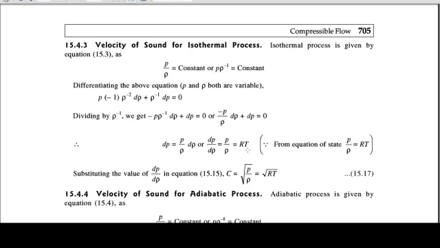So the equation of the velocity of sound for the isothermal process will become, as we know, C is equal to under root of dP upon d rho. Instead of dP upon d rho, we are putting P upon rho, which is also equal to under root of RT. So this is the equation for the velocity of sound for the isothermal process.